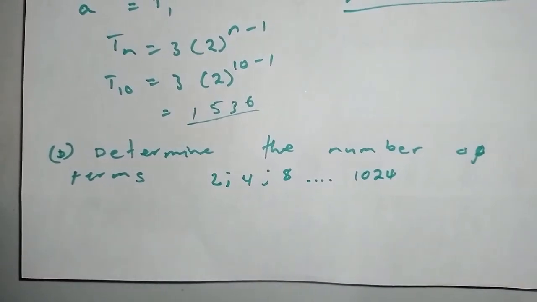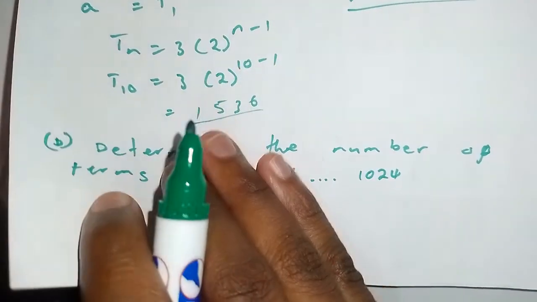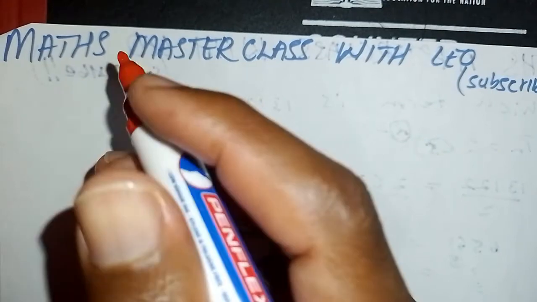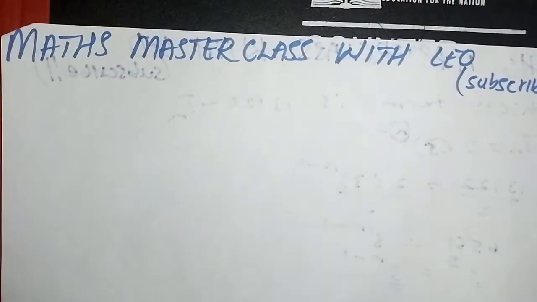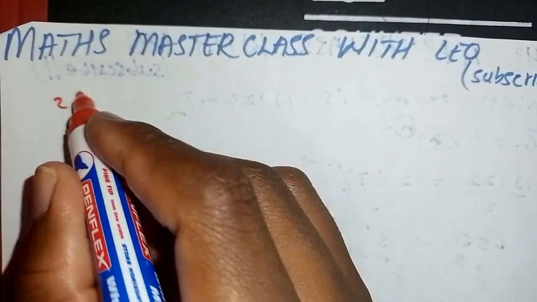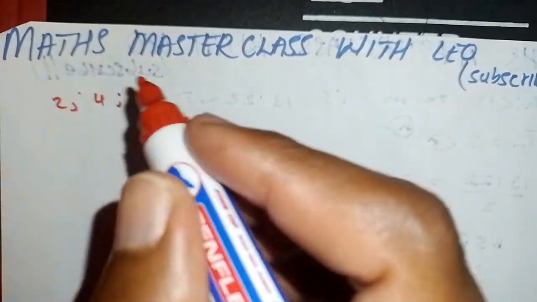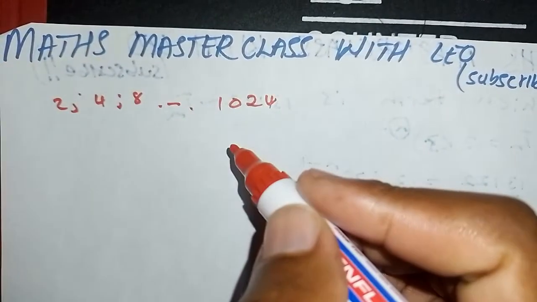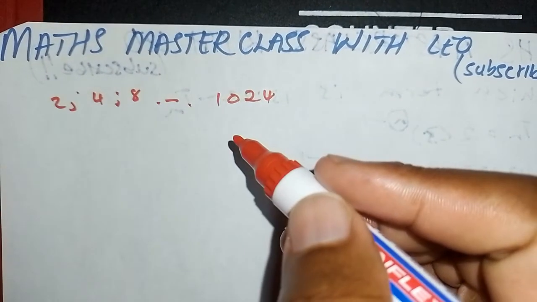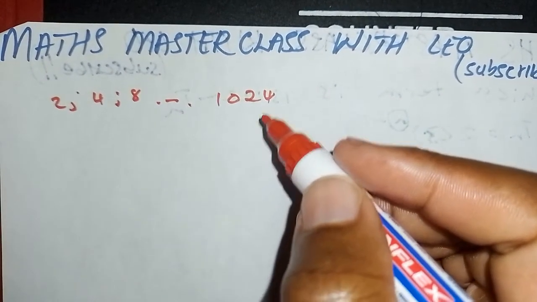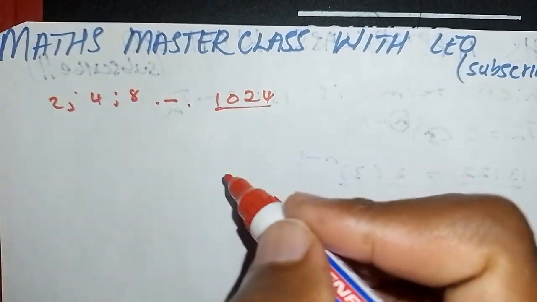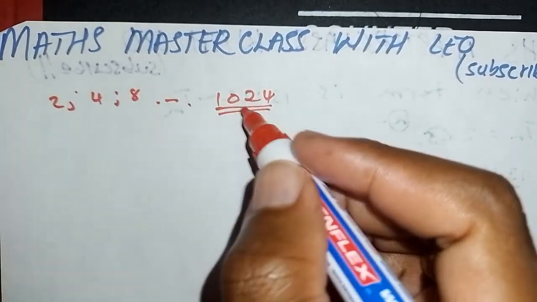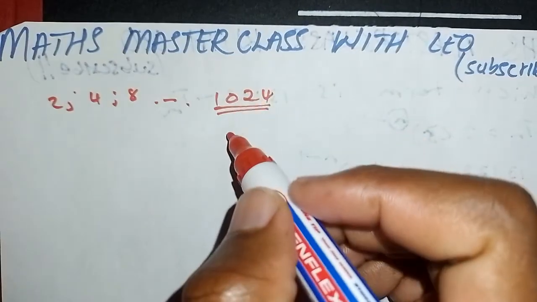Okay, now let me just get the space. We are given this sequence. Let me just rewrite it. It's 2, 4, 8, and then we are given the last term, which is 1024. They say determine the number of terms in this sequence. It means this is the last term. If this is the last term, you need to determine how many terms there are, right?